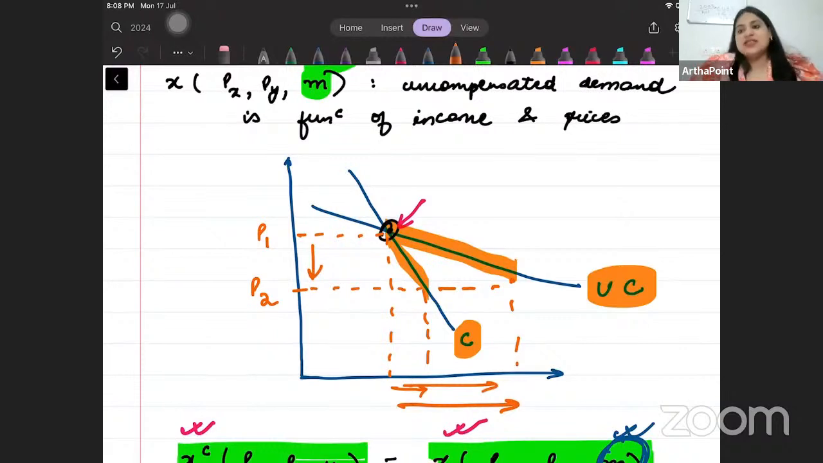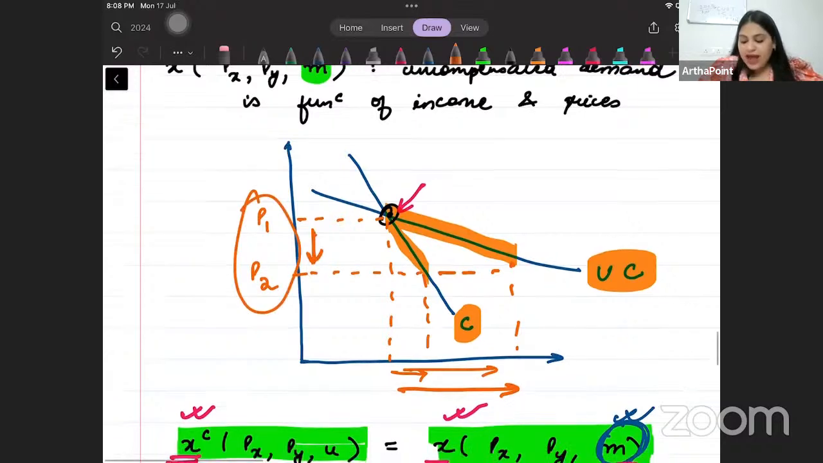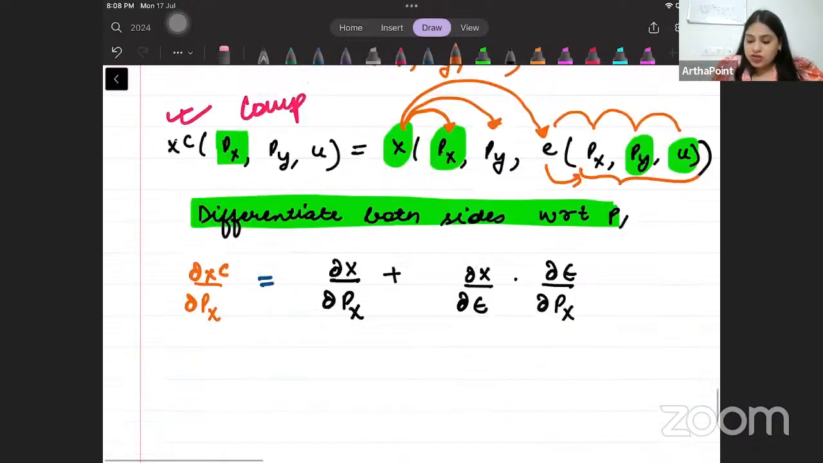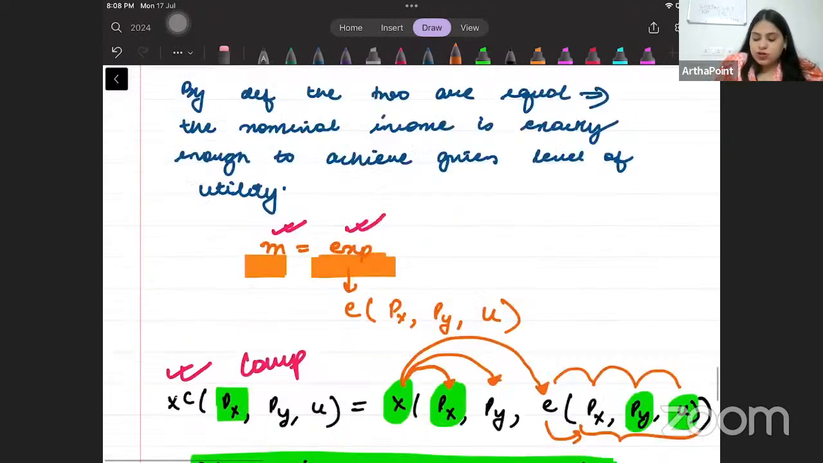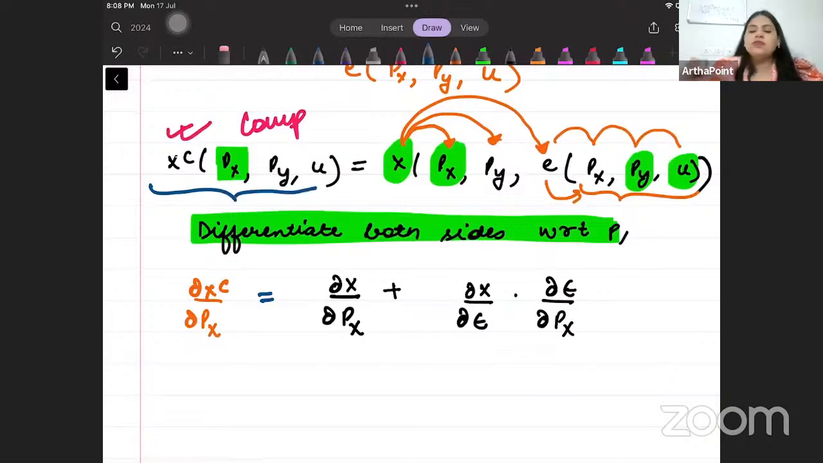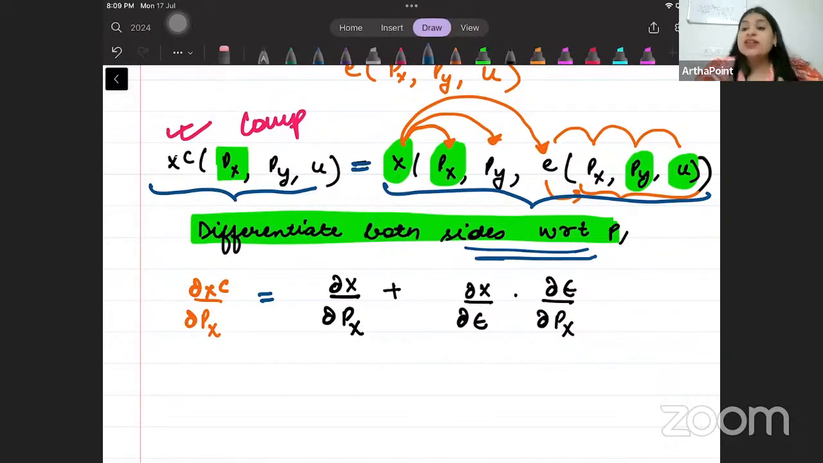How do I see this mathematically? How do I understand the impact on the change in demand when prices are changing? This is what I am analyzing here. I took this point initially when the two are equal. I've equated the two. And now I'm asking, what will happen when price changes, when price decreases or increases? When there is a change in price, that's the differentiation I want to do.